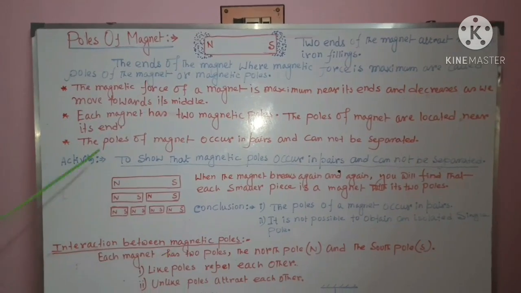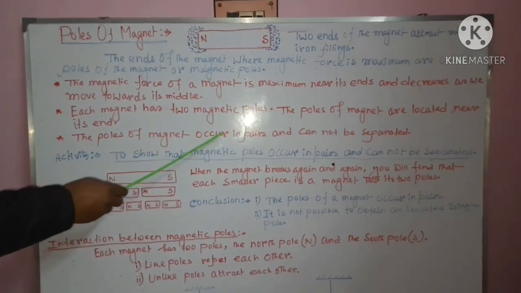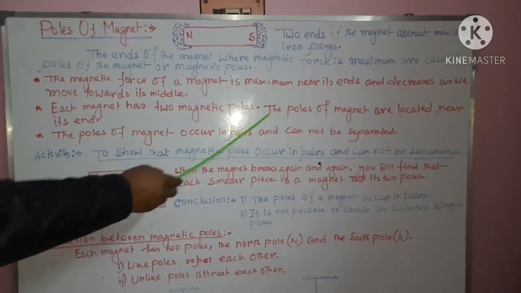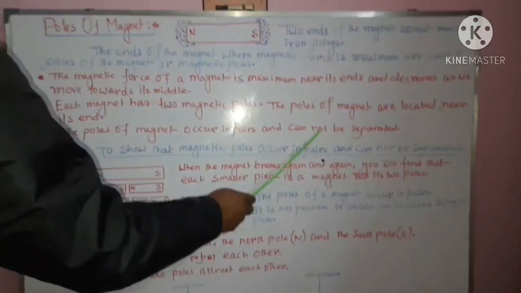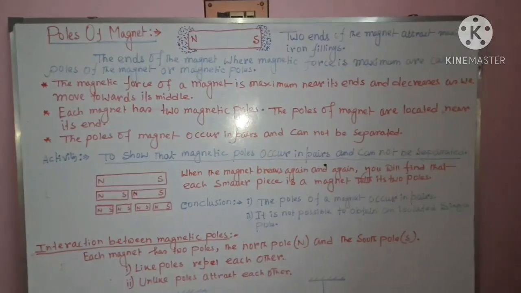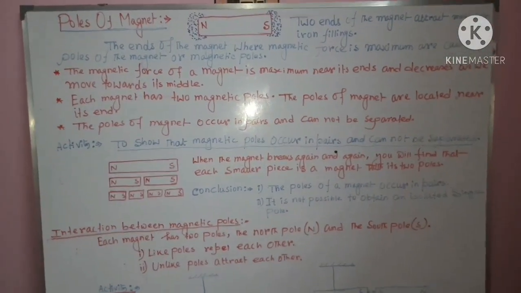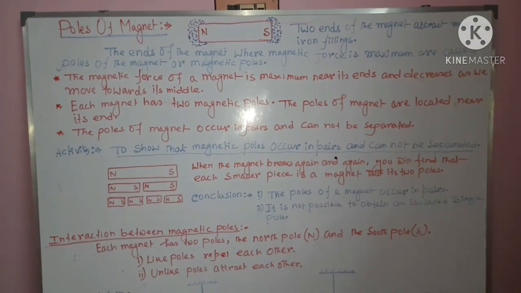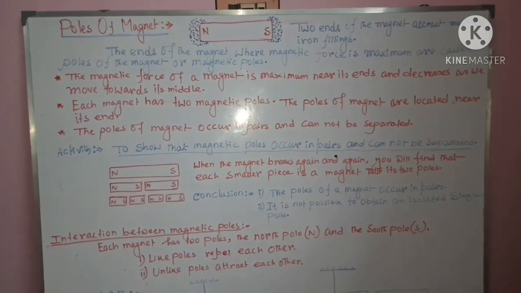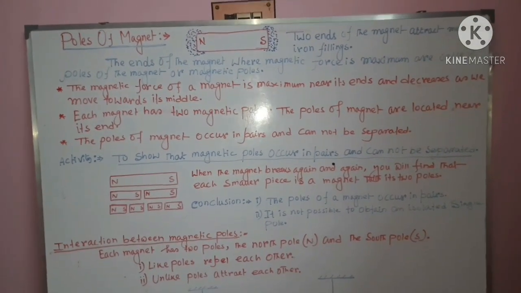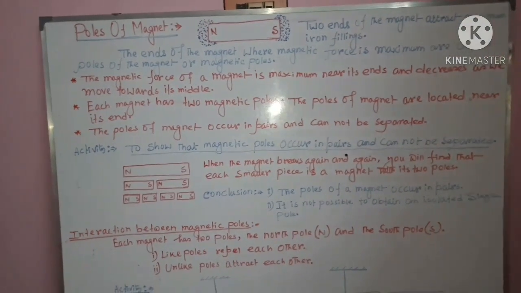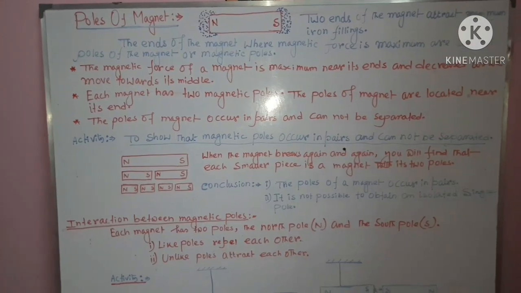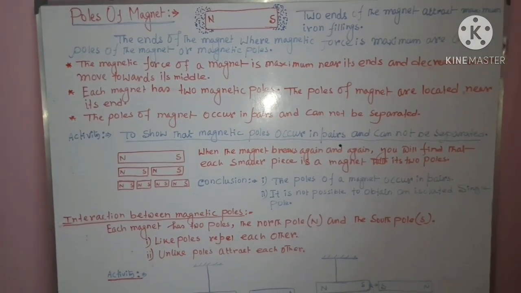Next, the poles of a magnet occur in pairs and cannot be separated. Means the magnetic pole always exists in pairs. The single pole or monopole is not possible. Now you can prove this statement by performing an activity.